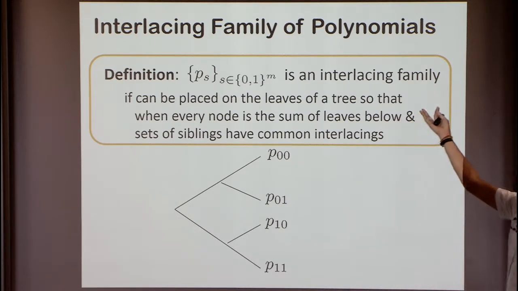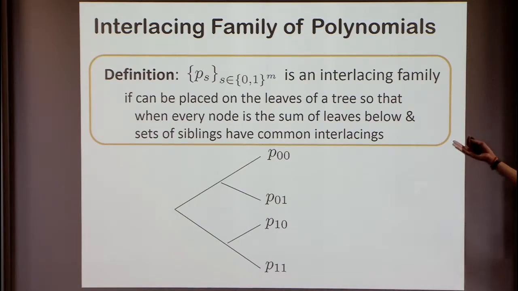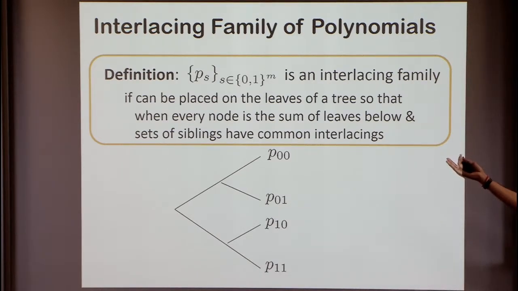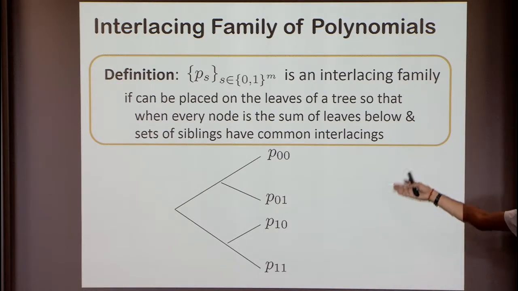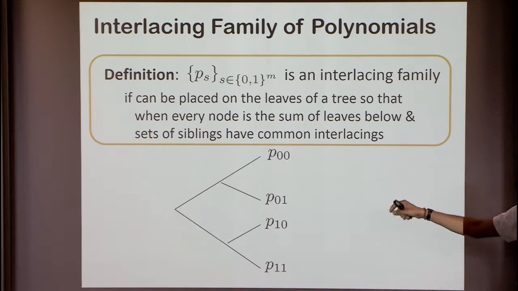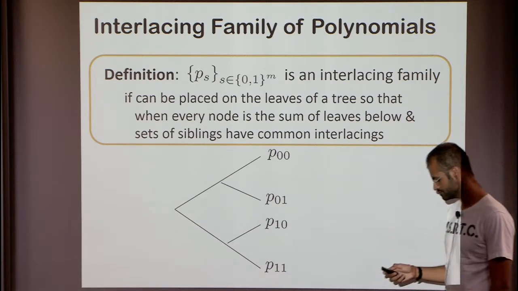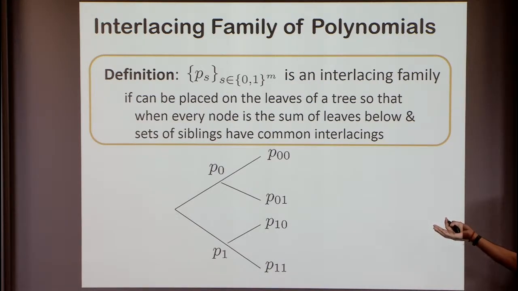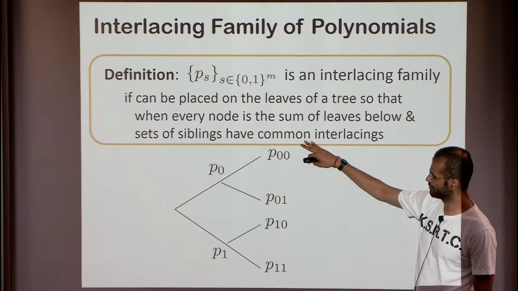So here's the definition. I have a set of polynomials, p sub s, indexed by {0,1}^m, for example indexed by signings of a graph on m edges. It's an interlacing family if they all have real roots and are harmonic, first of all. All the individual polynomials have real roots and are harmonic. You can put them on the leaves of a binary tree, and then you can define the polynomials on the internal nodes to be the sum of the polynomials in the subtree. All right, so here are my original polynomials.